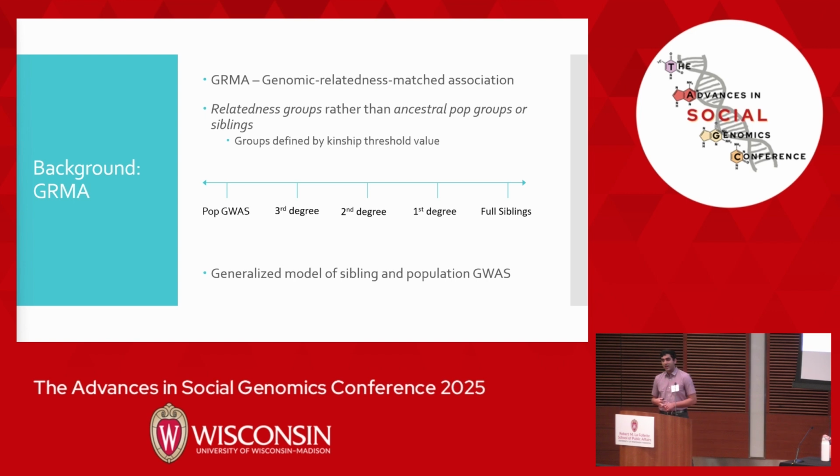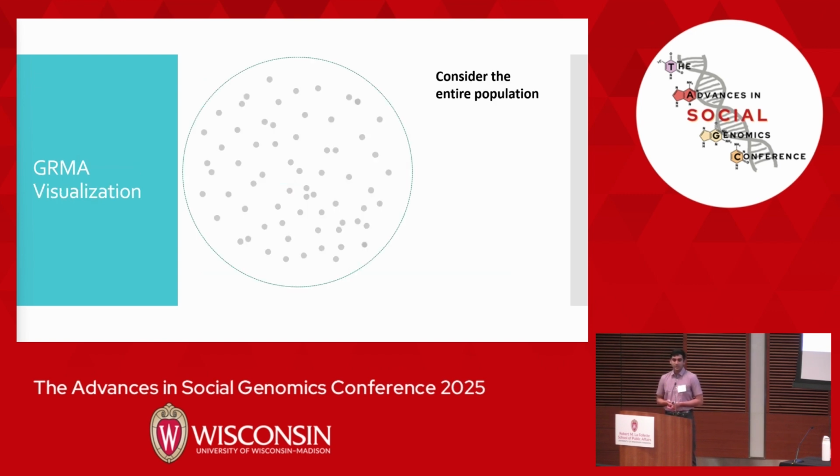And so similar to how a population GWAS finds the effect of an additional allele relative to the population mean, and sibling GWAS finds the effect of an additional allele relative to the sibling mean, GRAMMA makes these comparisons relative to a relatedness group mean, where a relatedness group is defined by grouping individuals who are at least as close genetically as some threshold value of kinship specified by the researcher. And so by allowing this threshold value of kinship to vary, GRAMMA becomes a generalized model of sibling and population GWAS. So here's a quick visualization to help show you how GRAMMA works.